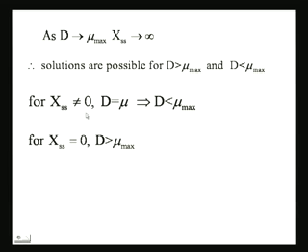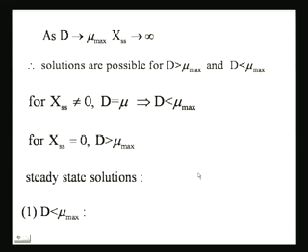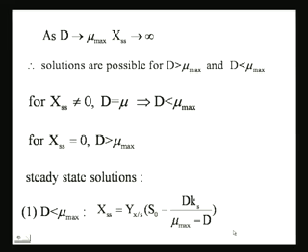So, for X not equal to 0, D has to be less than mu max, clear, not necessarily from the mathematics, but from the physics of the problem. D has to be less than mu max, because D equals mu, and if D is greater than mu max, then XSS is 0. So, my steady state solution is that for D less than mu max, I have my steady state solution as this, and for D greater than mu max, it is 0. Okay.